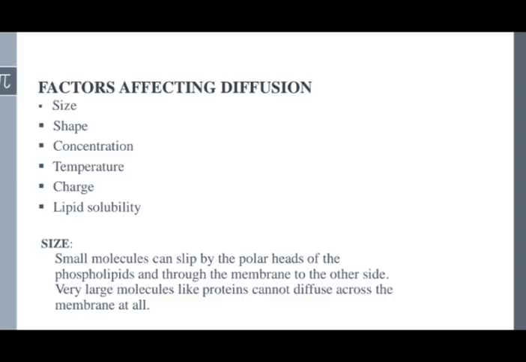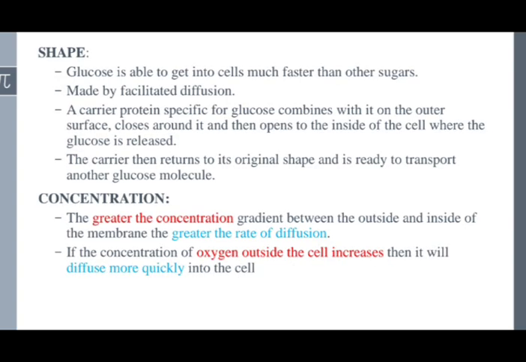Very large molecules cannot diffuse across the membrane. Shape: glucose is able to get into the cell faster than other sugars by facilitated diffusion. A carrier protein specific for glucose combines with glucose at the outer surface and closes around it, then it opens inside the cell where glucose is released. The carrier returns to its original shape and is ready to transport another glucose molecule.